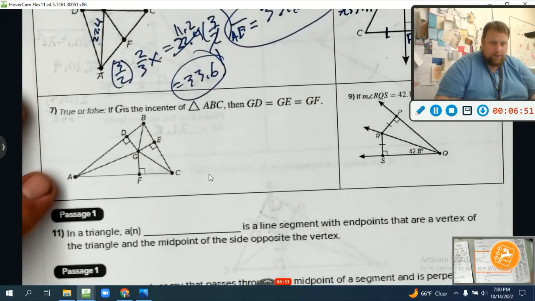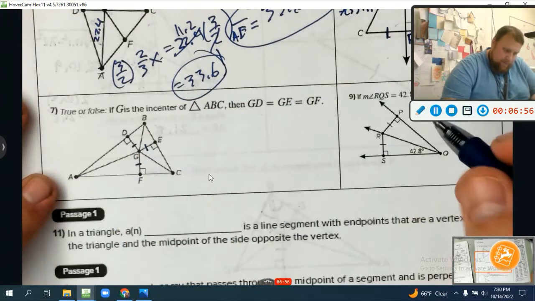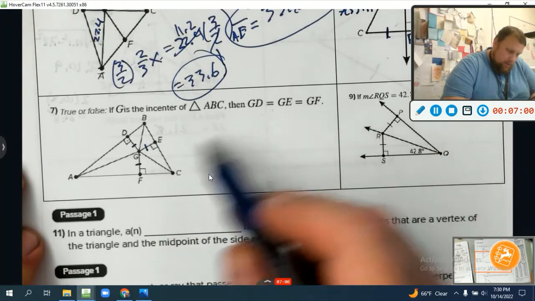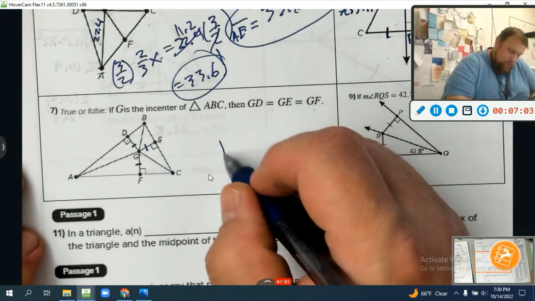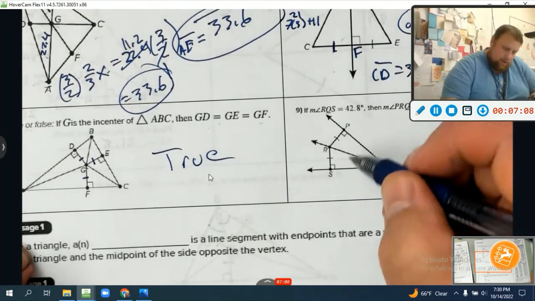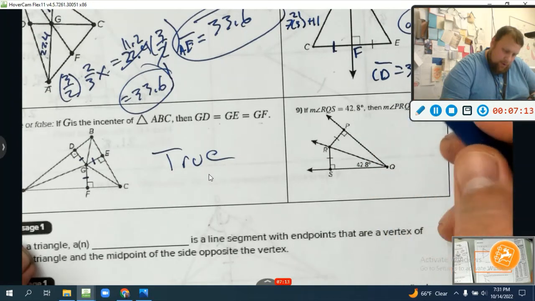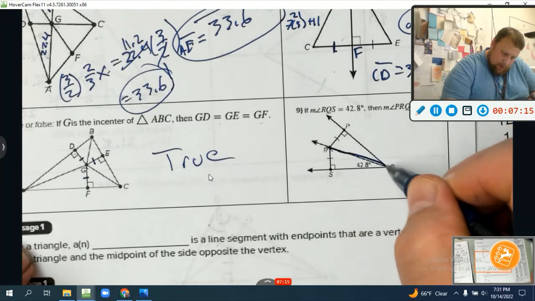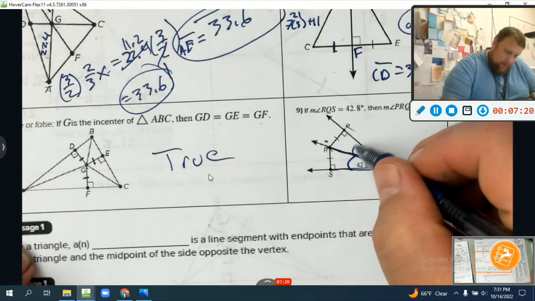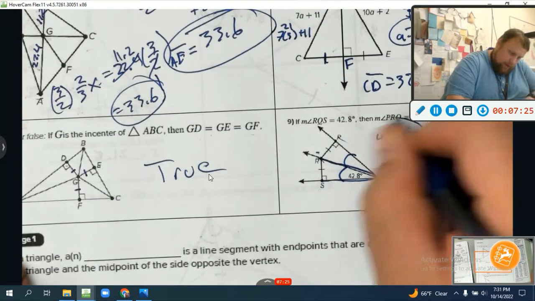Okay, true or false? G is the incenter, so again I know GF equals GE equals GD. True or false? Then GD equals GE equals GF. True. It's the incenter. And over here, if the measure of angle RQS equals 42.8, so that's RQS right here, then what's the measure of angle PQR? The same. It's an angle bisector, 42.8 degrees. Yeah.